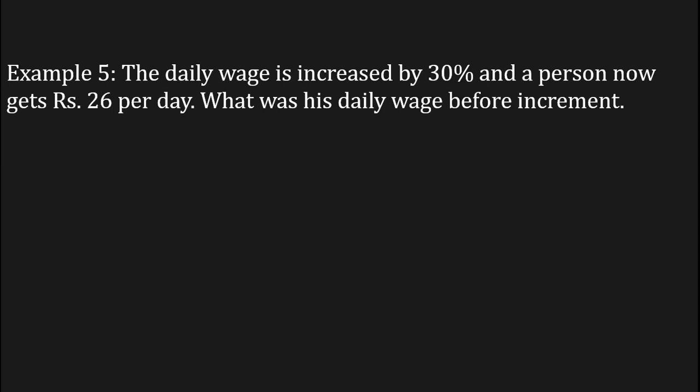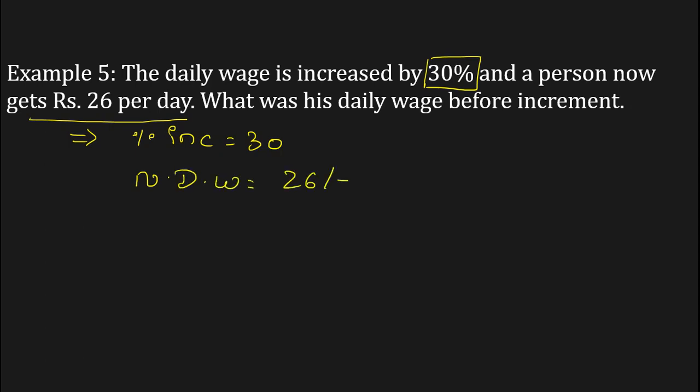The daily wage is increased by 30% and a person now gets rupees 26 per day. What was his daily wage before increment? See, in the given question, the percent increase given is equal to 30%, and a person now gets rupees 26 per day. That is, the new daily wage is equal to rupees 26. Now we have to find the daily wage before increment.